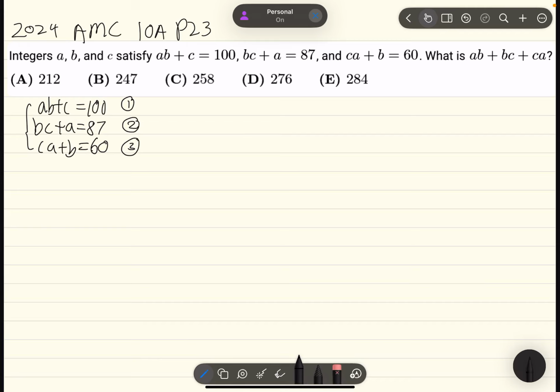Let's look at 2024 AMC 10A problem 23. Integers a, b, and c satisfy ab plus 3 equals 100, bc plus a equals 87, and ca plus b equals 60. What is ab plus bc plus ca?